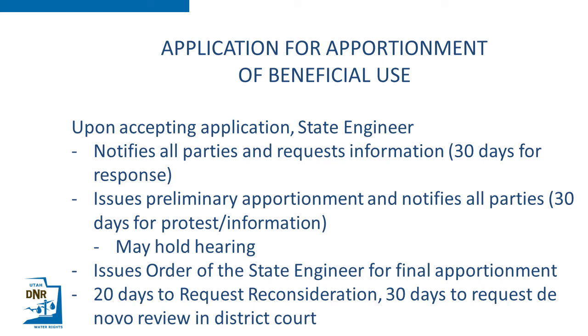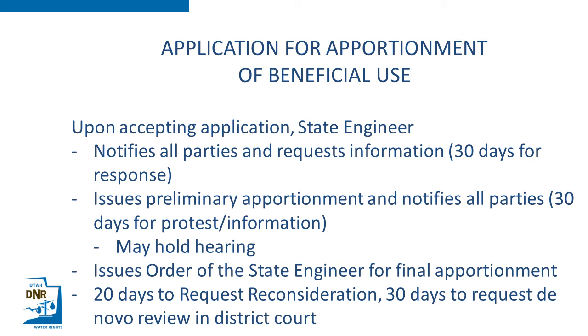After that, the state engineer will review all information received and in the water right files and issue a preliminary apportionment, which will be sent to all parties. The state engineer will allow 30 more days for the parties to protest the preliminary apportionment and/or submit additional information. If necessary, the state engineer may hold a hearing. The state engineer will then issue an order of the state engineer for final apportionment, which will define the sole supplies of the water rights in the water use group. The parties have 20 days to request reconsideration or 30 days to request de novo review in the appropriate district court.